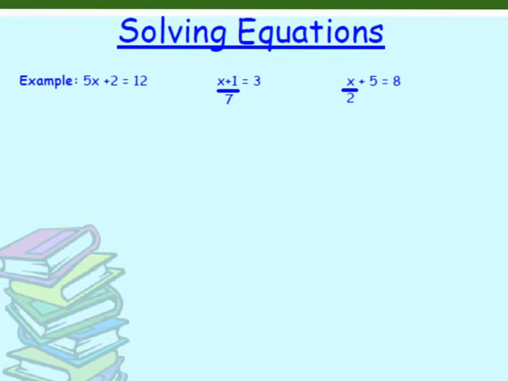Anytime you're asked to solve equations, what that simply means is getting the variable or the letter by itself. By using inverse operations, we're going to do the opposite of everything to move it away from the variable.